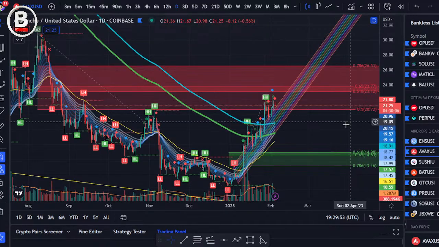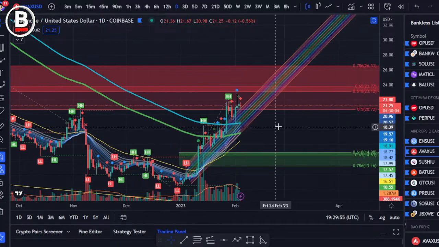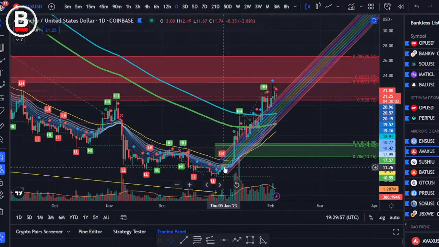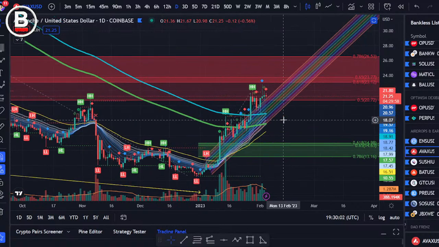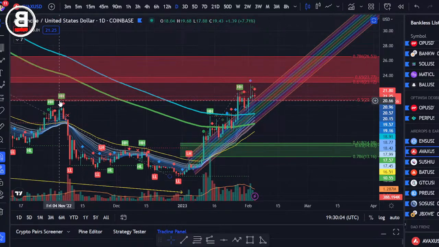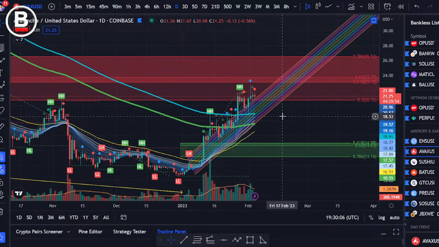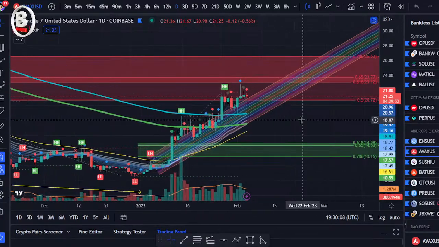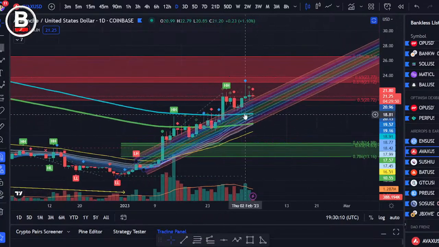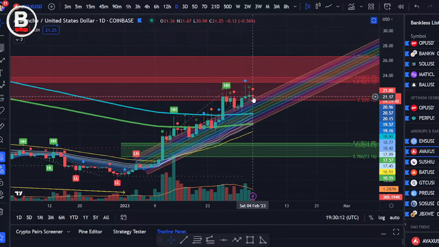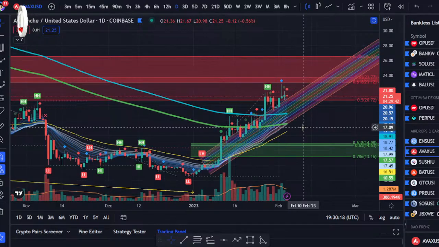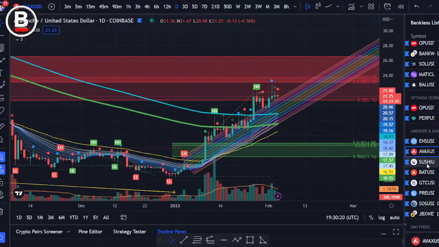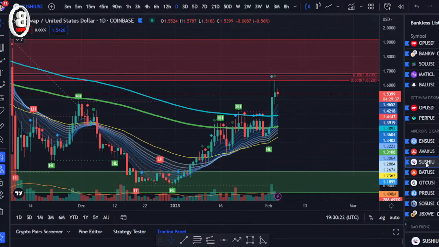Go to AVAX on the daily. We see a similar kind of thing. We're getting up into resistance. We have a nice launch here. We are breaking previous highs. We can pull back into these moving averages to get more support, some more liftoff. Sushi.